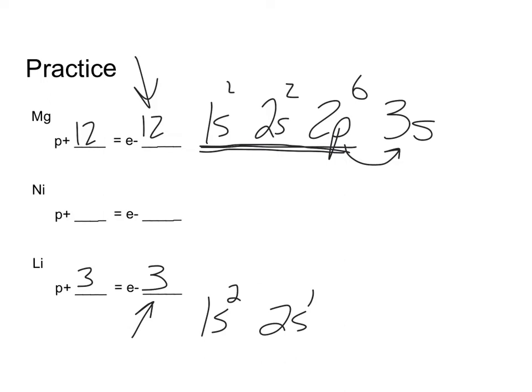Well, I've used 2 plus 2 is 4, plus 6 is 10, which means I have 2 left. Therefore, I have 3s2. I'm allowed to put 2 electrons on an s sublevel.